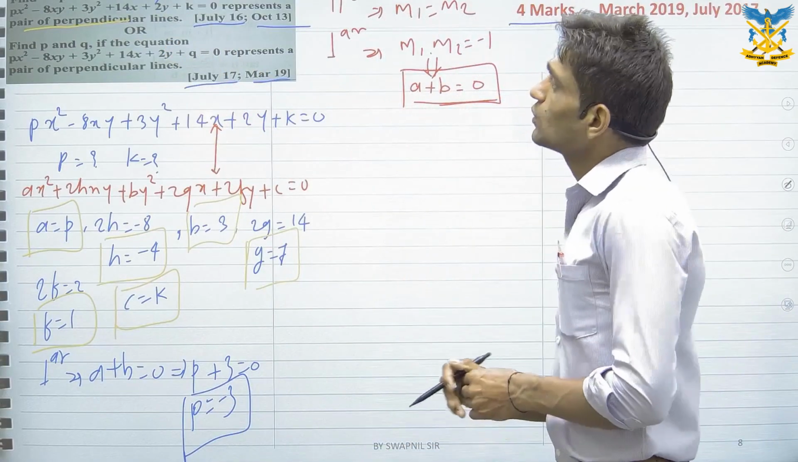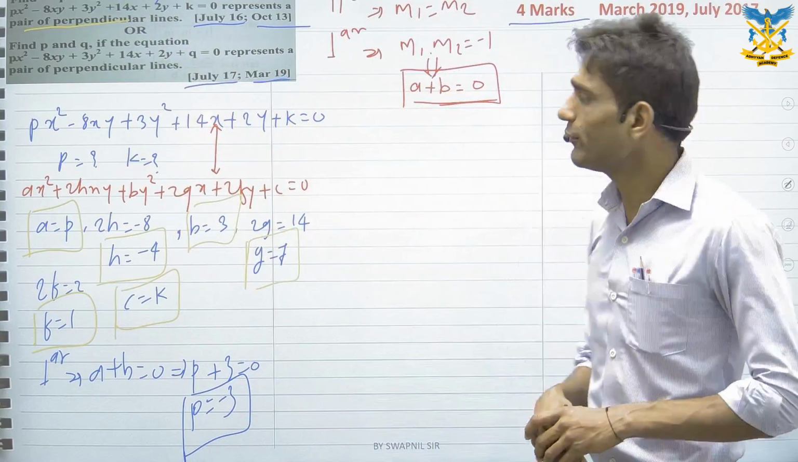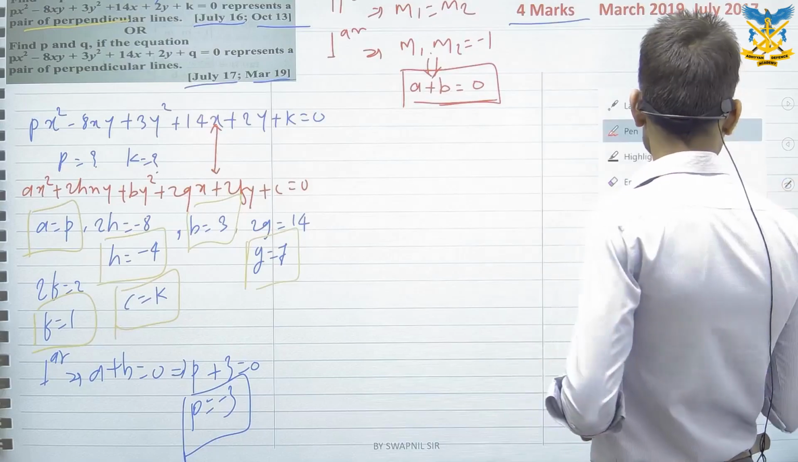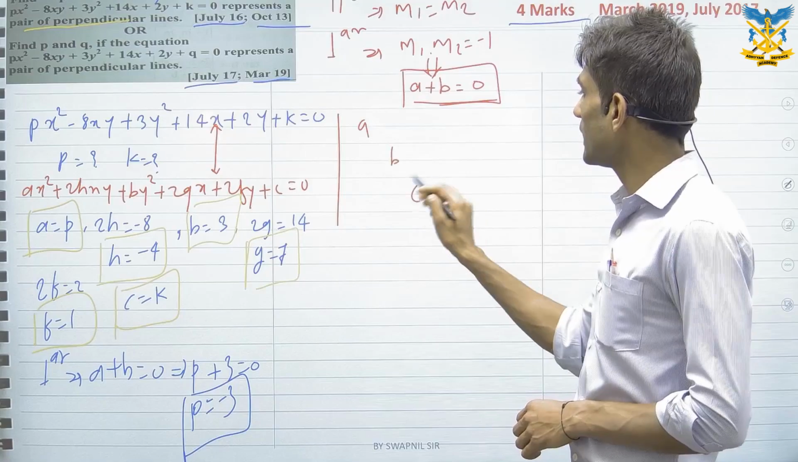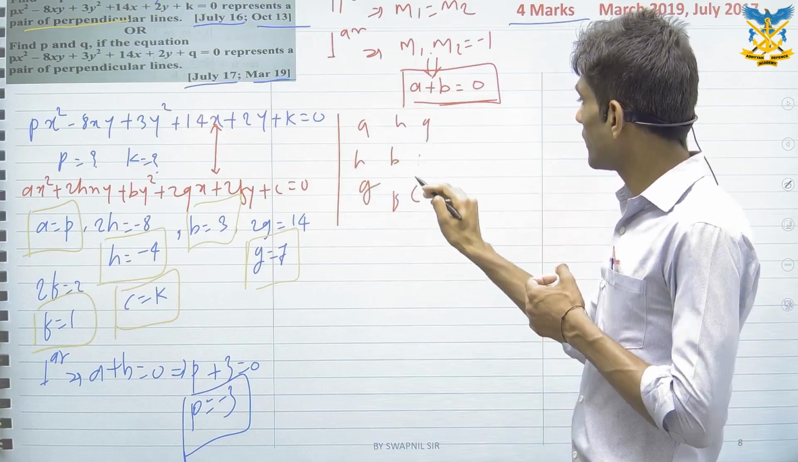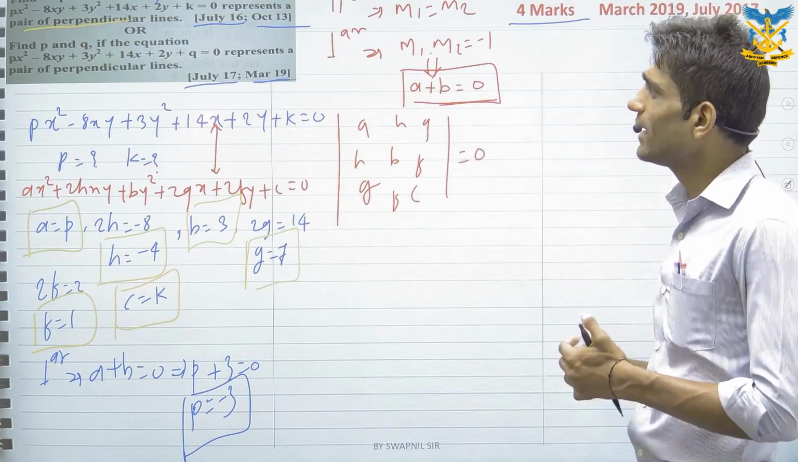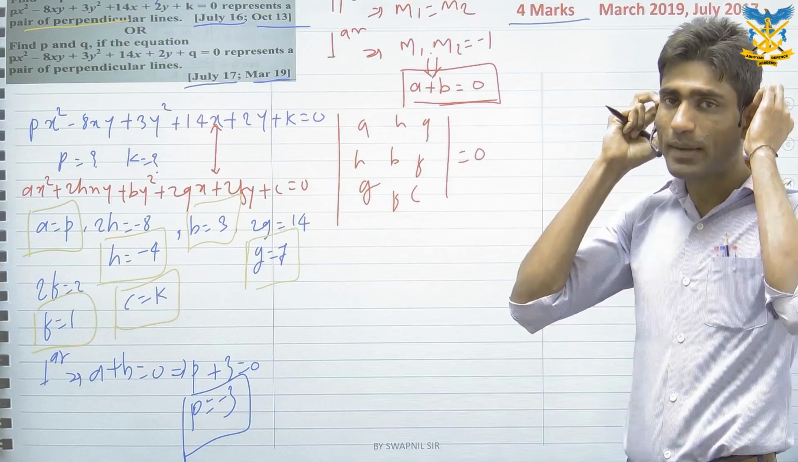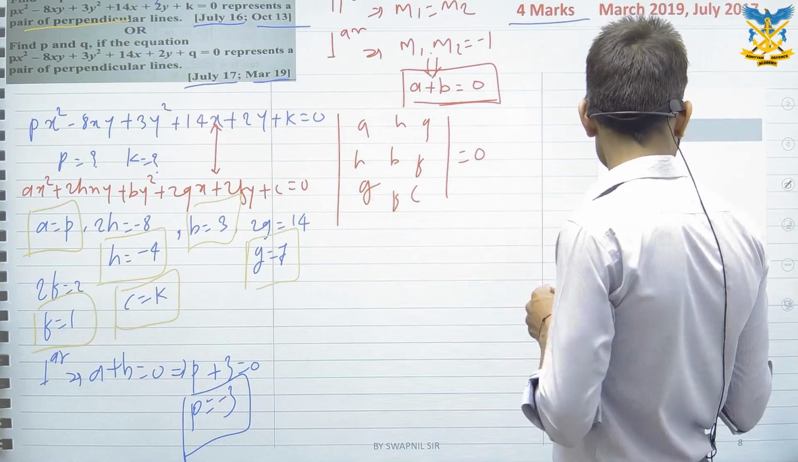It is already given that this equation represents a pair of lines. If it represents a pair of lines, it has to satisfy the determinant. Which determinant? The determinant with rows a, h, g; h, b, f; g, f, c. This determinant has to be 0, and only then we say that the given equation represents a pair of straight lines. Now substitute all the values.